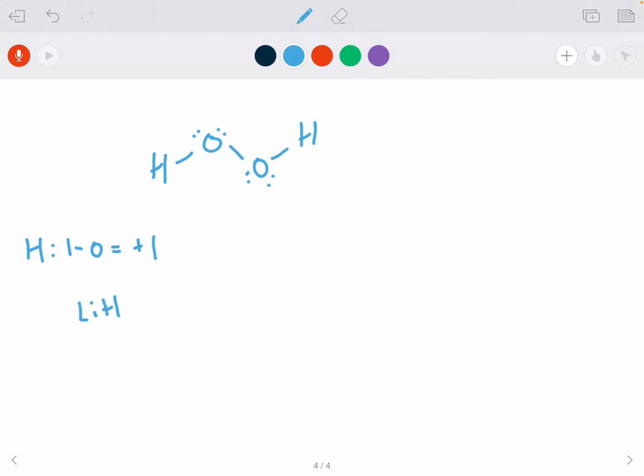If you have lithium hydride, where hydrogen is more electronegative, H is going to be 0 minus 1 to give you negative 1. But you can also figure this out because it's an ion, lithium plus H minus. But usually hydrogen will be plus 1.